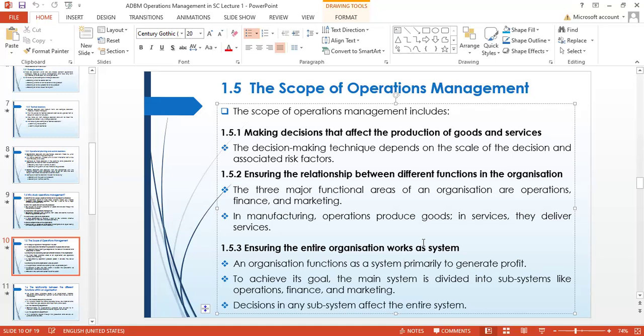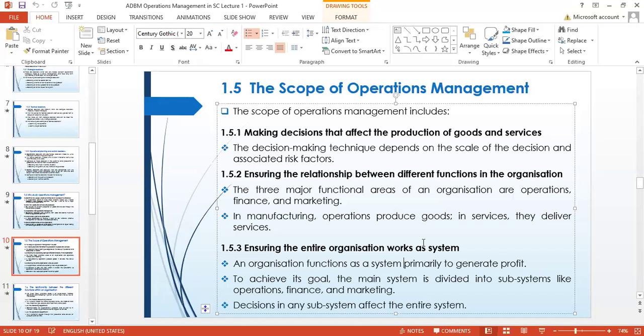Right? We know the primary aim of the organization as a whole is to generate profit, is to make profit. An organization as a whole is a system, and it is divided into subsystems that will enable it to generate the profit. We have the organization being divided into various functions: the operations, the finance, the marketing, the IT, the human resources. All these work towards ensuring that the organization generates the profit.